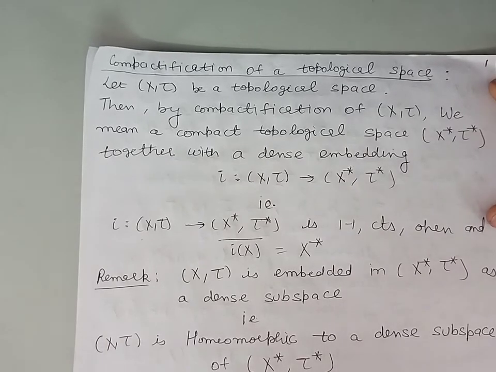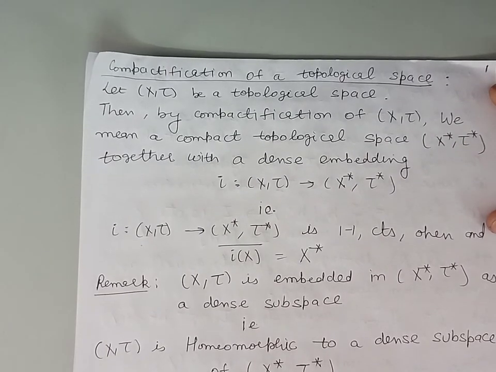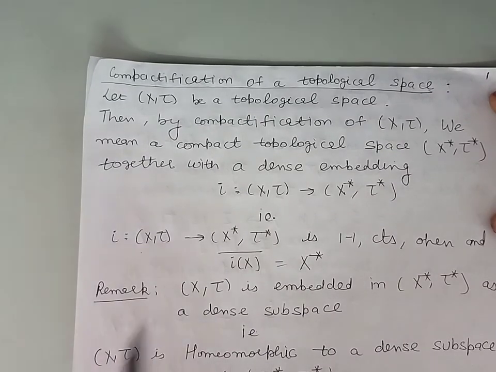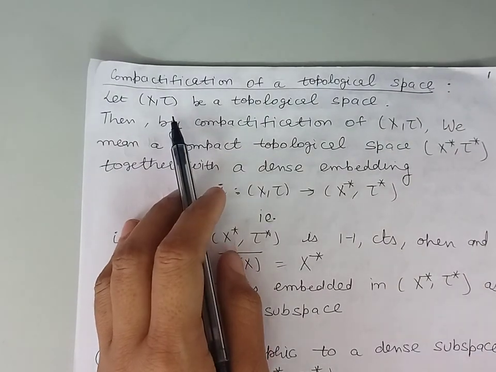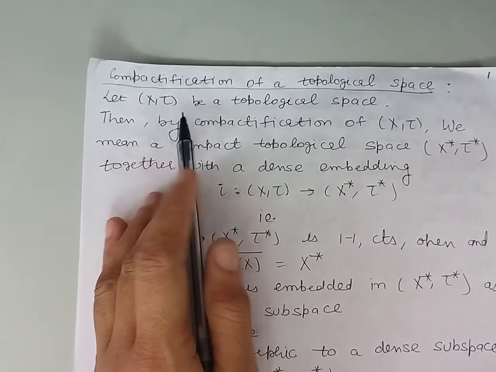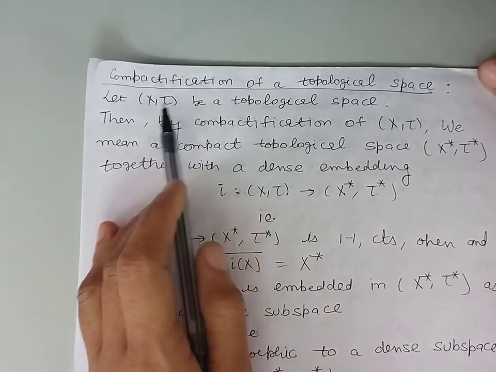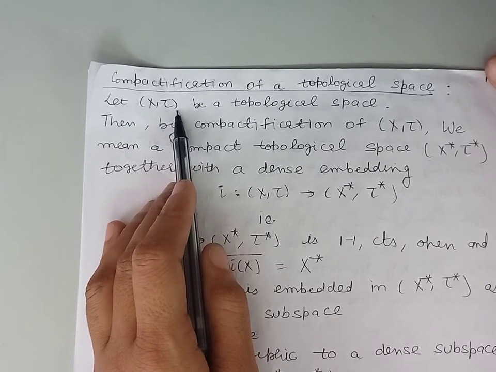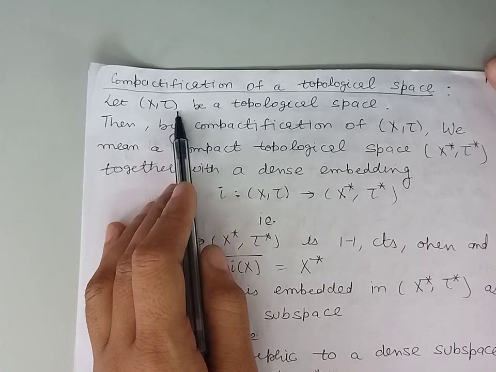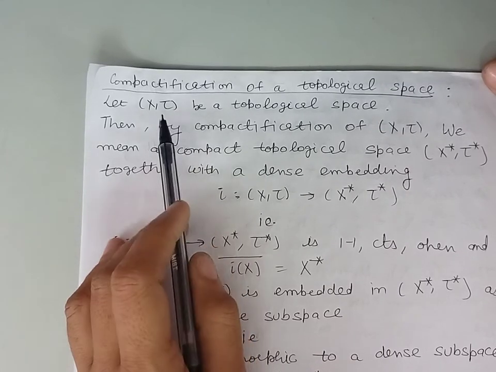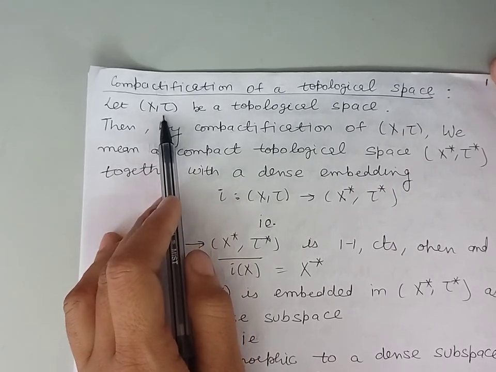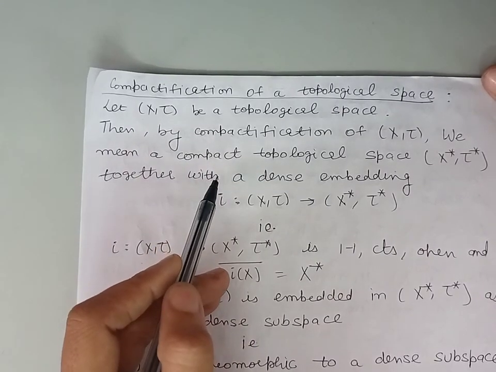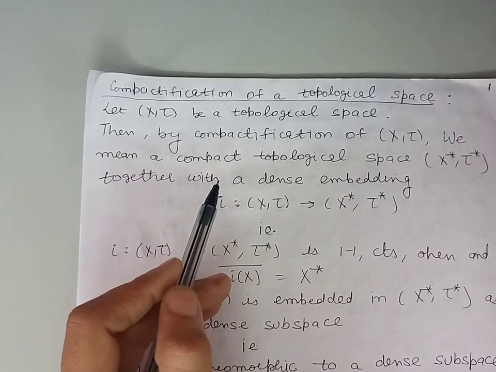Good morning, students. Our next topic is compactification of a topological space. So let us define what is compactification of a topological space. Let us take X with topology tau be a topological space. Then compactification of this topological space means a compact topological space with a dense embedding.